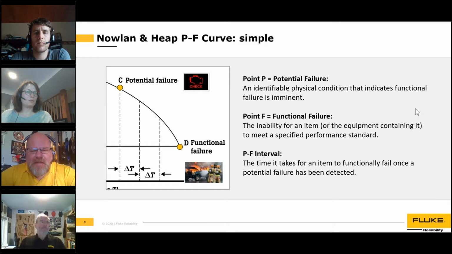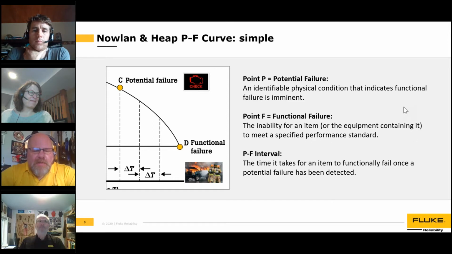Okay, so when you actually get the functional failure, we're talking about the inability for an item or the equipment containing it to meet a specific performance standard. Okay, that's not total failure. So I had a little fun with putting a little screenshot of some firemen down here trying to put out the car. So we had a little indication earlier on, right? And then all of a sudden, boom, it's on fire.